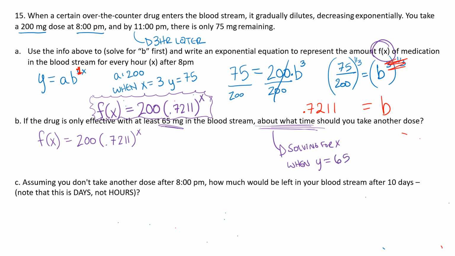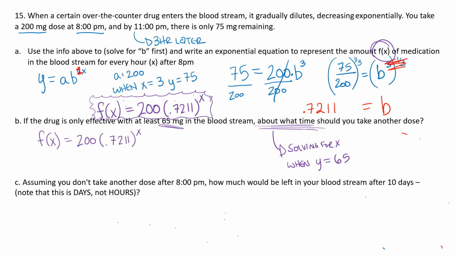So I think you guys can take that from here. You've got to keep in mind, though, there's only one way to do this right now that we have, and it involves graphing because you're solving for something that's up in the exponent. So go for it. Part C, assuming that you don't take another dose after 8 p.m., how much would be left in your bloodstream after 10 days? This is pretty simple. We are looking for an f of x. We are looking for an amount after 10 days.